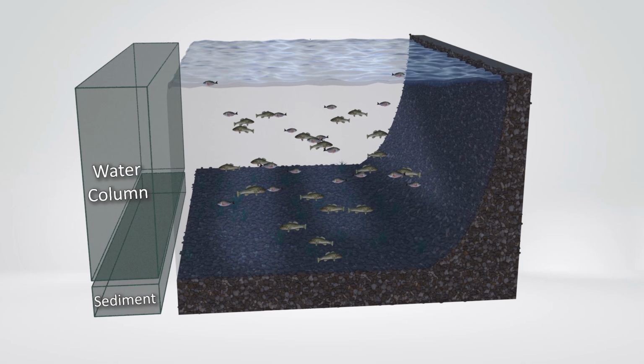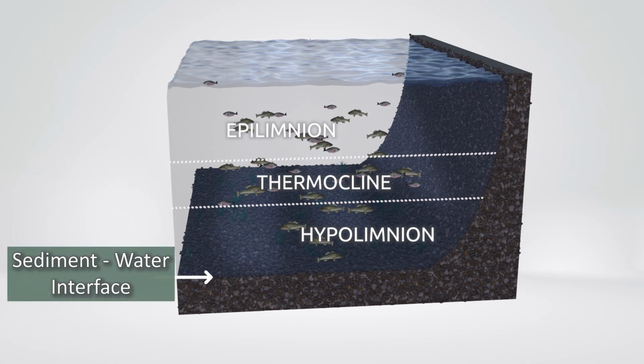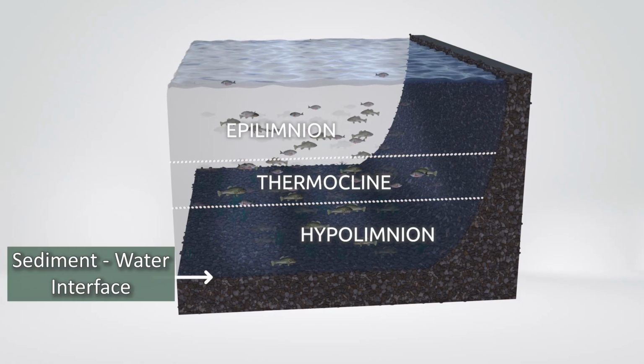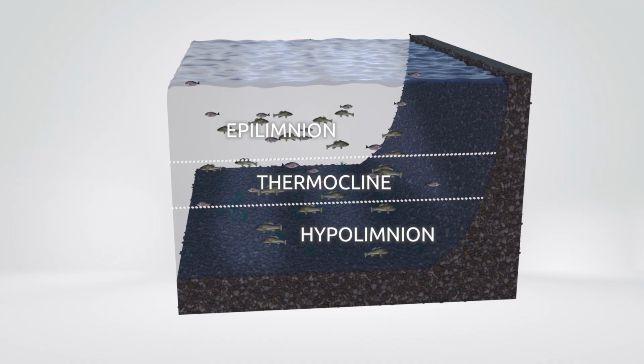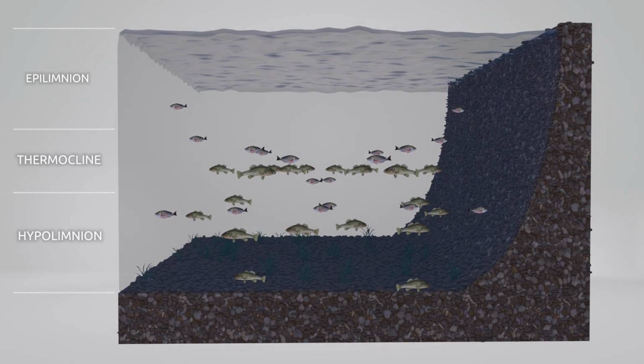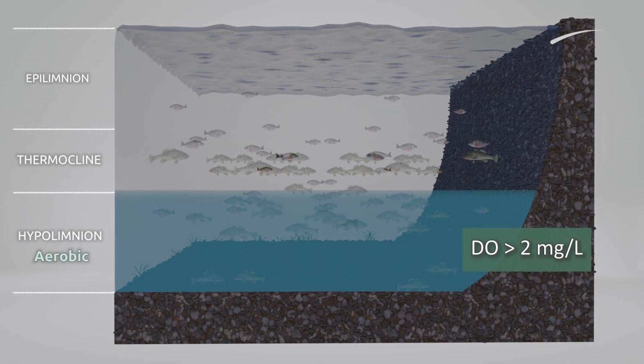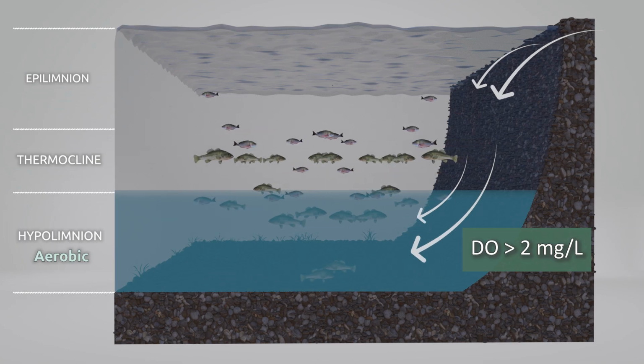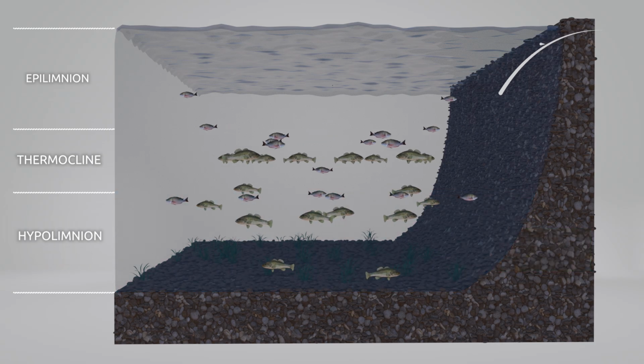Consider the water column of a lake. The very bottom is the sediment-water interface, where oxygen is steadily consumed by decomposition of settled material. When dissolved oxygen is present, the lake can naturally process external inputs, like fertilizer runoff and industrial discharges.